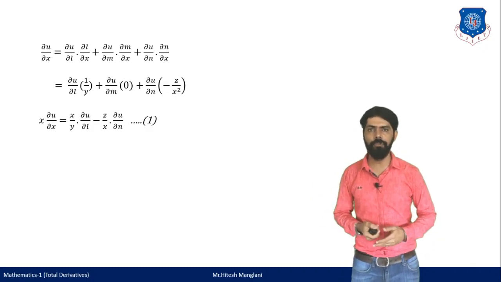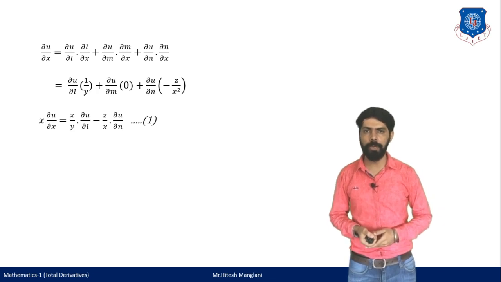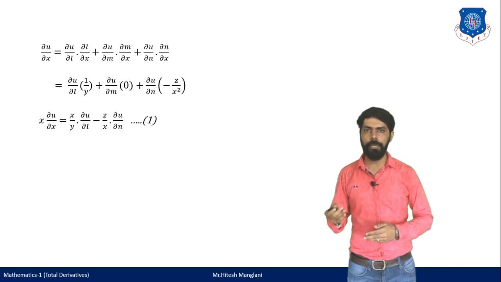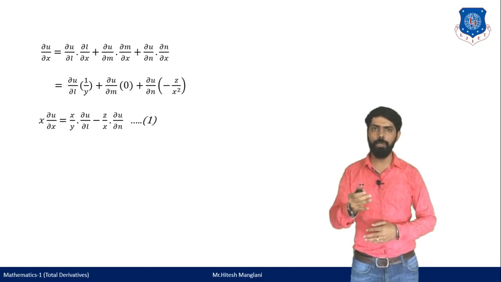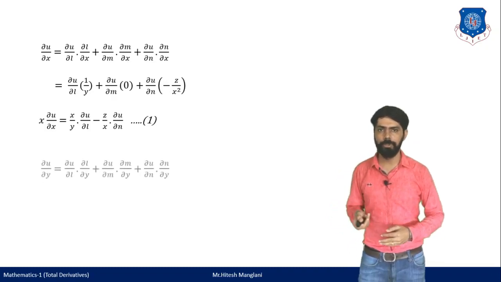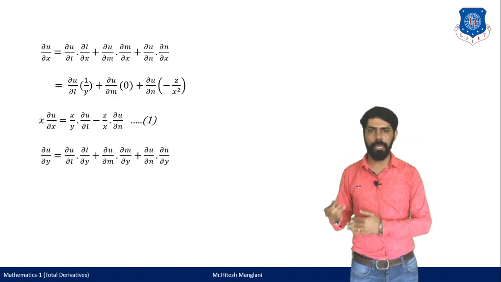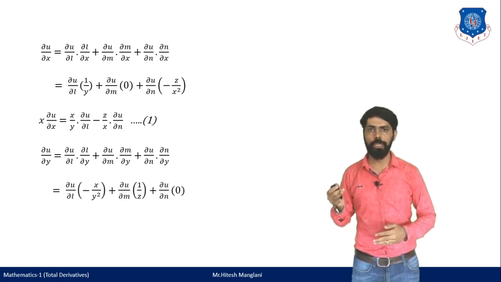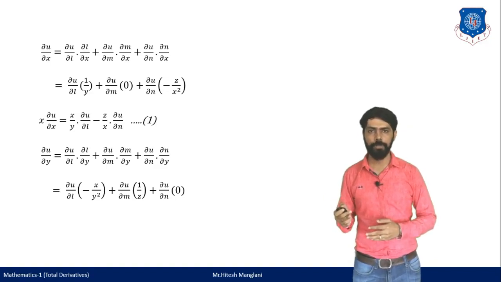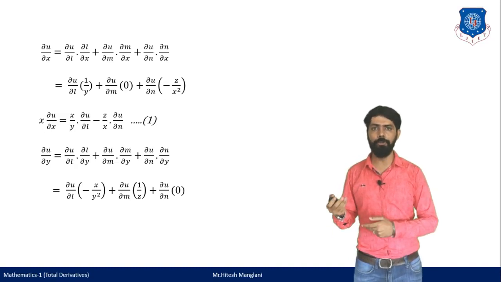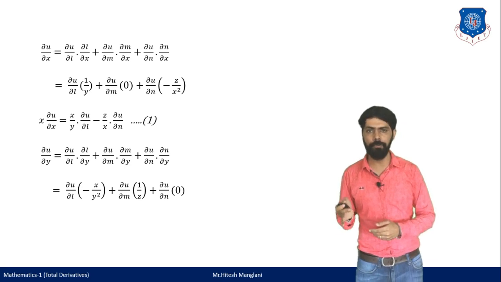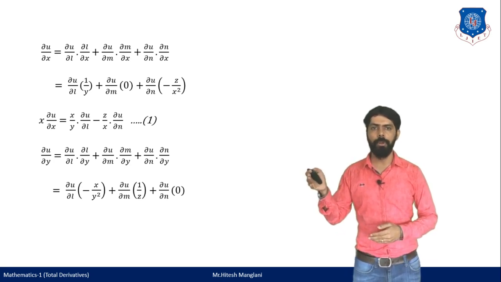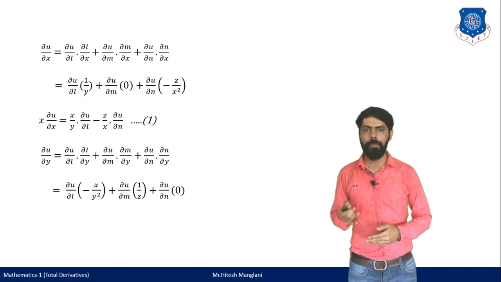Now in the same way we will find del u by del y. So del u by del y can be written as del u by del l into del l by del y plus del u by del m into del m by del y plus del u by del n into del n by del y. Now del u by del l will be as it is, and think about del l by del y. We know that l is x divided by y. So if we take the partial differentiation of l, then x will be as it is, and the derivative of 1 divided by y will be minus 1 divided by y square. So del l by del y is equal to minus x divided by y square.